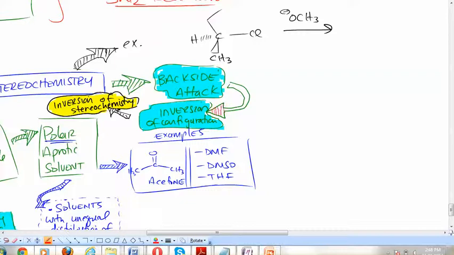What would occur? You would just attack from the backside at 180, get rid of the halogen, your leaving group, and then it would come in as the nucleophile. So this methoxide here is going to come in from the backside and then kick off this leaving group. Once this happens, we're going to get an inversion of configuration. And this inversion of configuration can lead to an inversion of stereochemistry, but it's not guaranteed. This is possible.